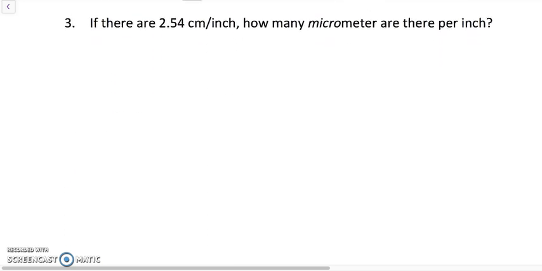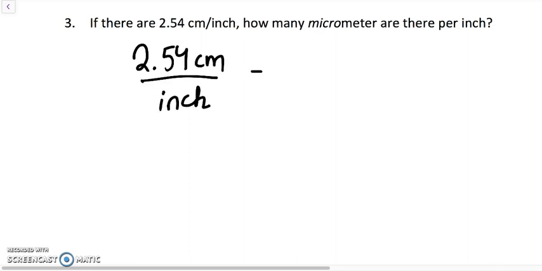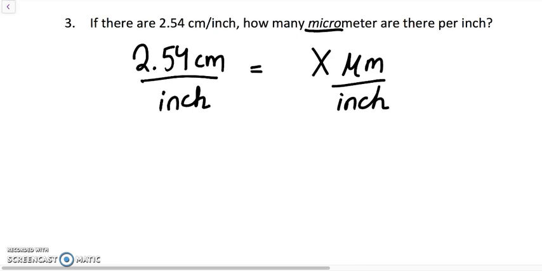So here's number 3. It might look a little scary, but it's the same thing we've been doing before. So let me rewrite this. It tells us that there are 2.54 centimeters per inch. And we want to know how much that is in micrometers. The symbol for micro is mu, the Greek letter mu. We use mu because the letter m has already been used by milli, so we can't reuse m. And we're looking for how many micrometers it's equal to.